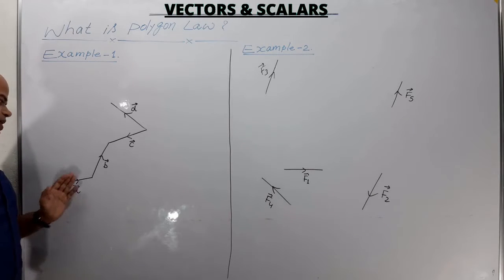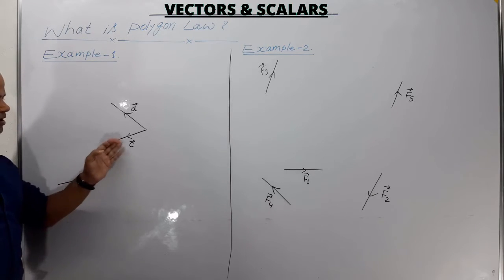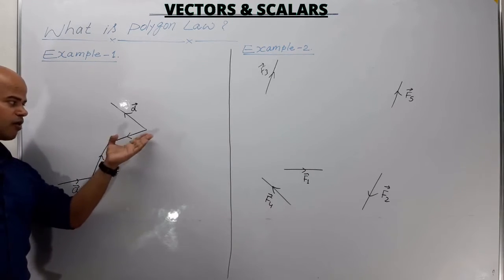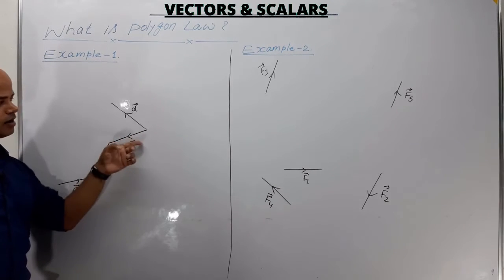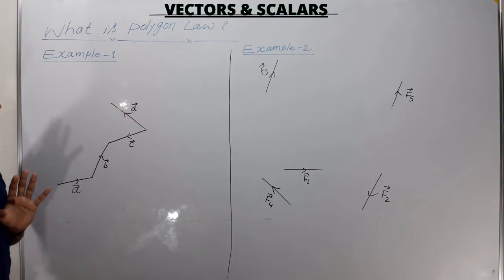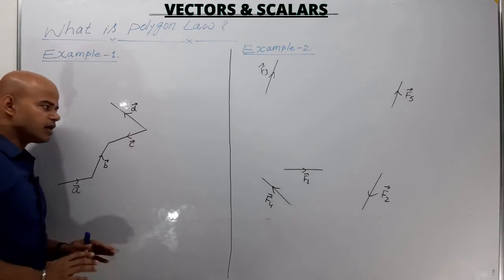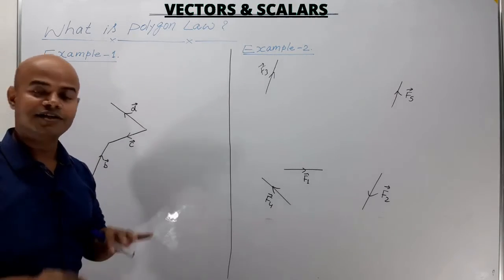So A vector and B vector, they are in the same order. Now C vector is not in the same order, that is, it is in opposite order, right? Again D vector is in the same order. So here one thing is clear, you can't use Polygon law of vector addition directly.